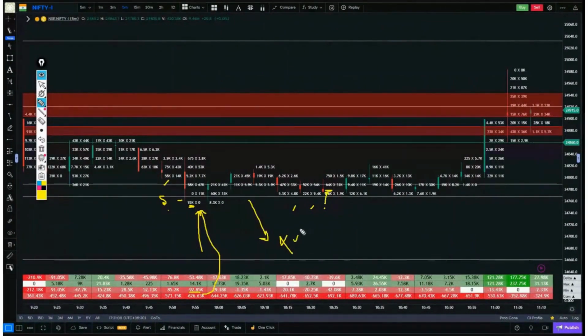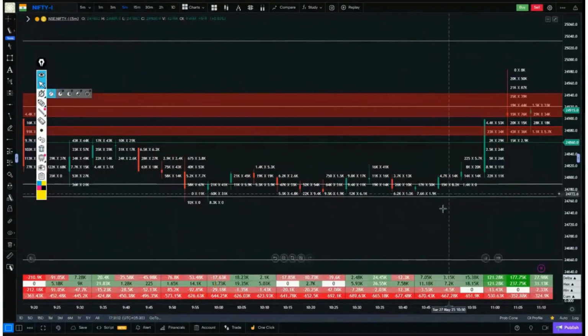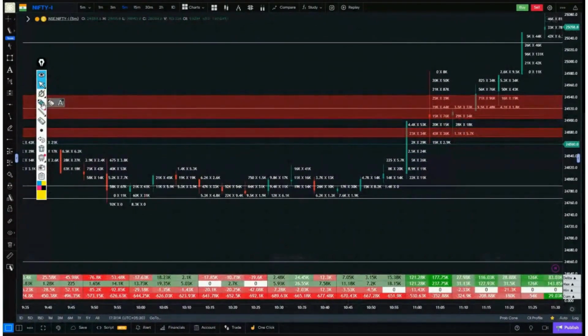So what does this mean? It means that all the selling here is being absorbed. Now look at this. If we look at the last selling, it happened after 10:25. After that, 1, 2, 3, 4, 5, 6 candles have held without any selling.